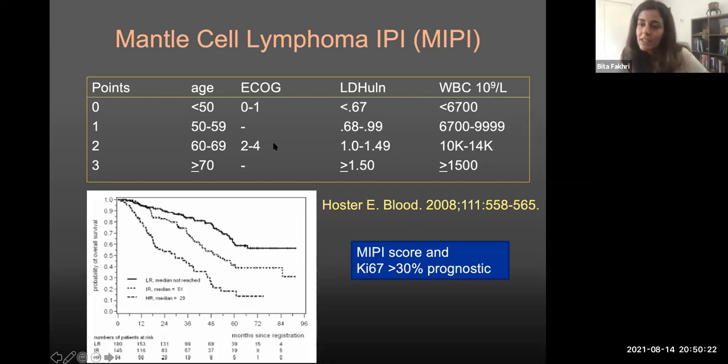Revlimid has good activity in CNS lymphomas. Selinexor, there is anecdotal evidence that it has activity in CNS lymphoma. And we also know that there are early phase studies that show checkpoint inhibitors, nivolumab, have activity in CNS lymphomas. So if all else fails, if none of these options are getting the patient to where we want her or him to be, then we refer them for gamma knife radiation.